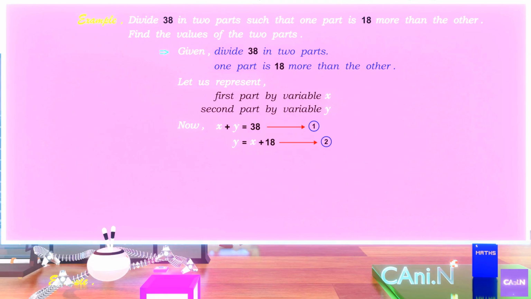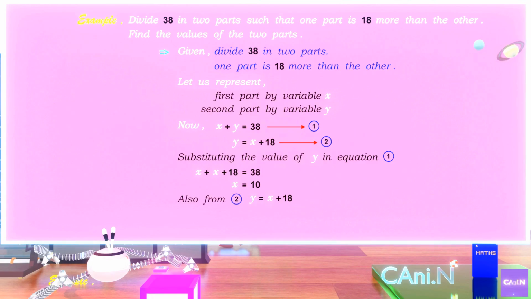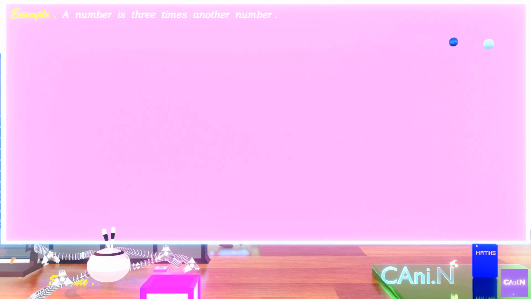Here you can assume one part as either x or y. We assume it as y. Substituting the value of y in equation 1, x plus x plus 18 equals 38, so x equals 10. Also from equation 2, y equals x plus 18. Therefore, y equals 28.